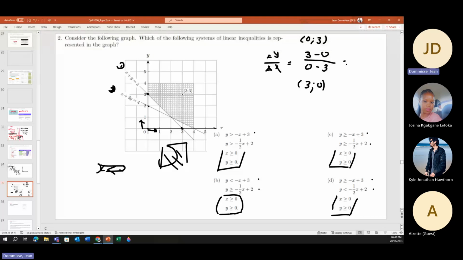Okay, so 3 over 3, or 3 minus 0 is 3. 0 minus 3 is -3. So 3 divided by minus 3 is minus 1. Okay, so then I know that line of x plus y equals 3.